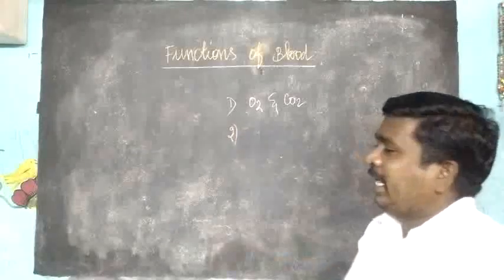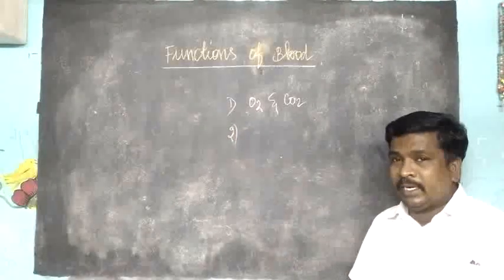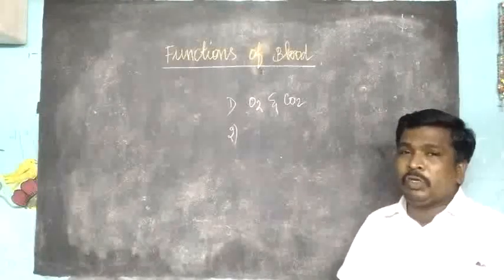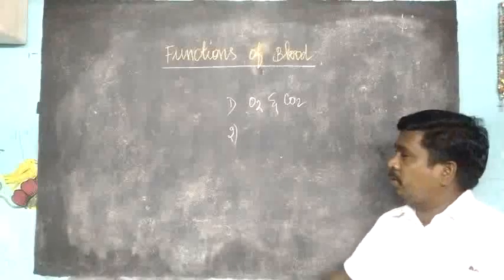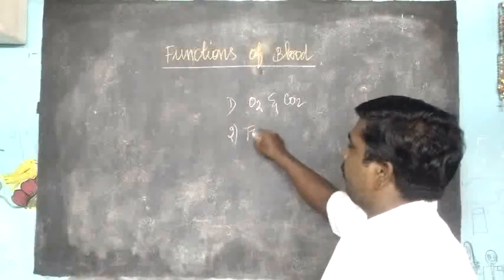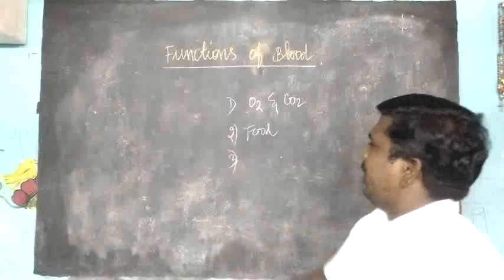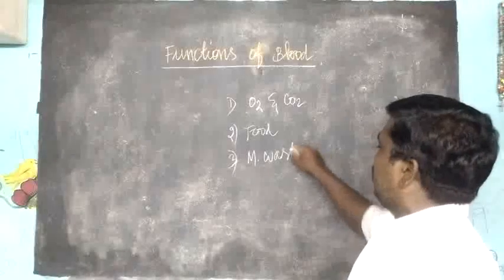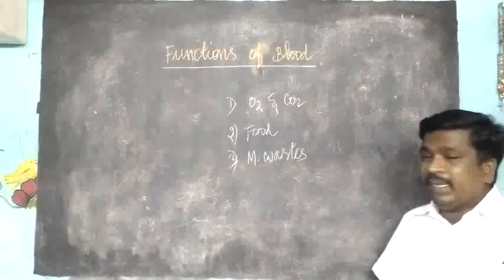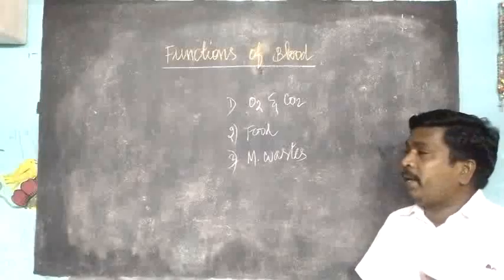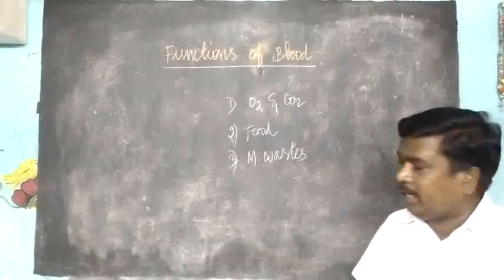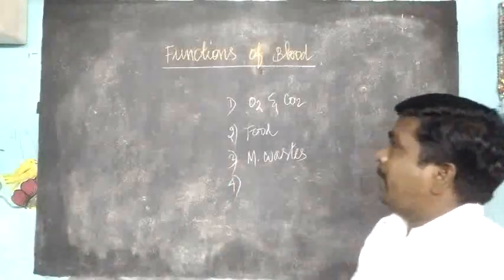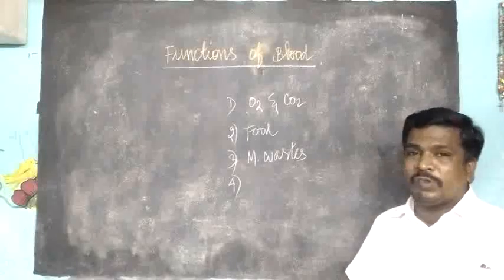Second one, it transports food after digestion. The nutrients mixed with the blood reach all the tissues through the blood only. Okay, so it transports the food material. And third one, it transports metabolic wastes. After digestion and the metabolic process, waste materials are produced. The waste material is transported to the excretory organs through the blood. Okay, and fourth one, blood transports hormones.